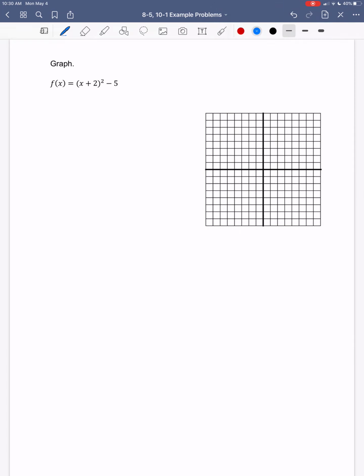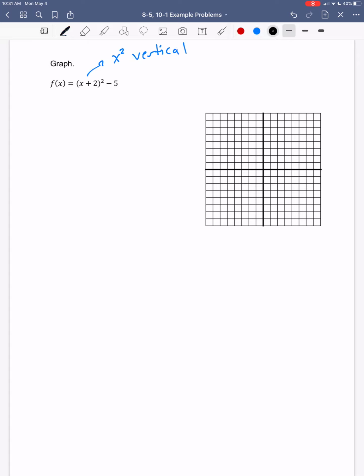One thing all these problems have in common, I'm always getting x squared. We're going to have one at the end that has y squared. That's going to make it horizontal instead of vertical. So one of the things I should notice here is that since it's x squared, that means it's vertical. Let's get that looking nicer.